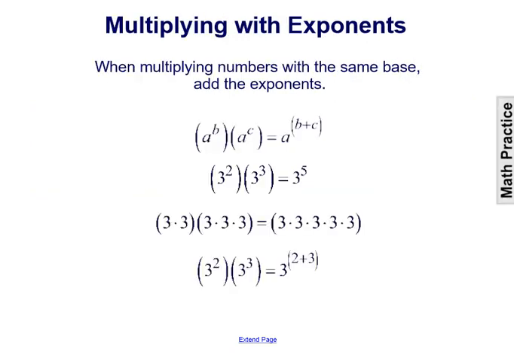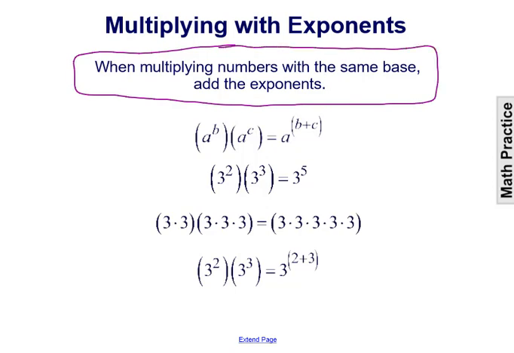So the first thing we're going to look at, the first property, is that when multiplying numbers with the same base, we add the exponents. That's the first property we're exploring. And with variables, with any base raised to any exponent, that would look like a to the b times a to the c is going to be that same base of a with us adding the exponents, the sum of the exponents, so a to the b plus c.